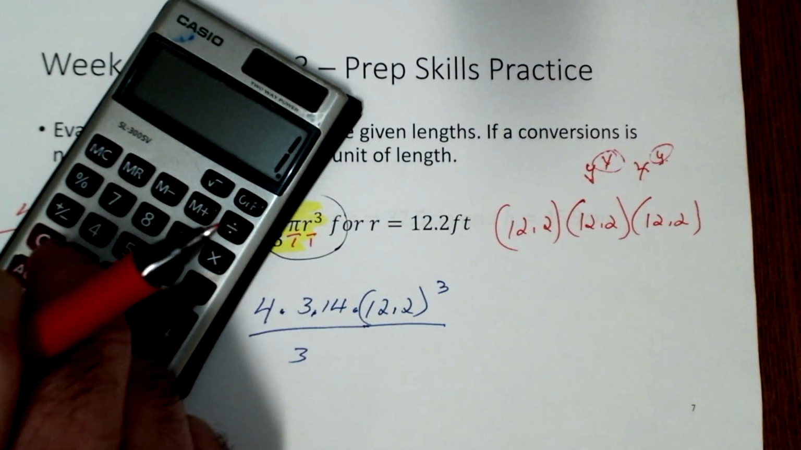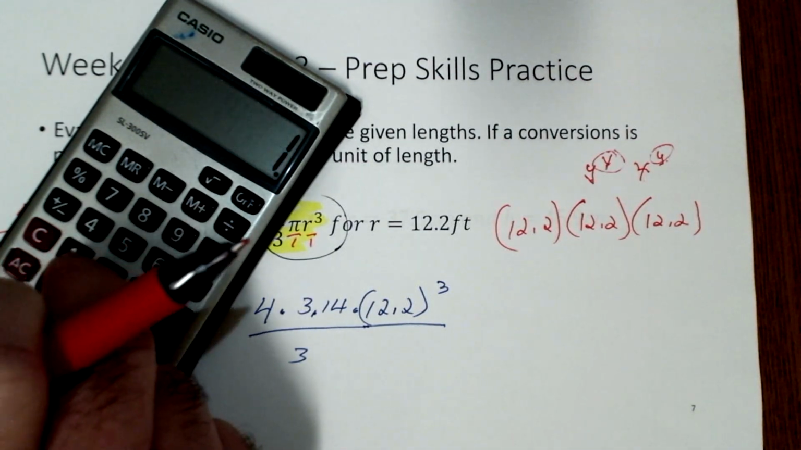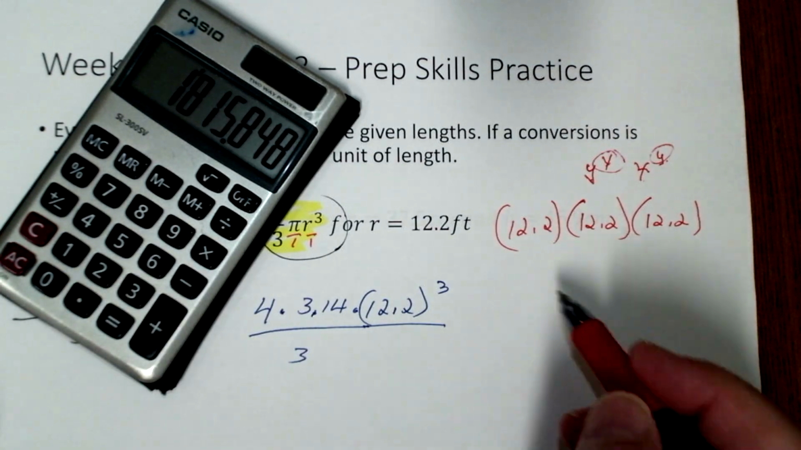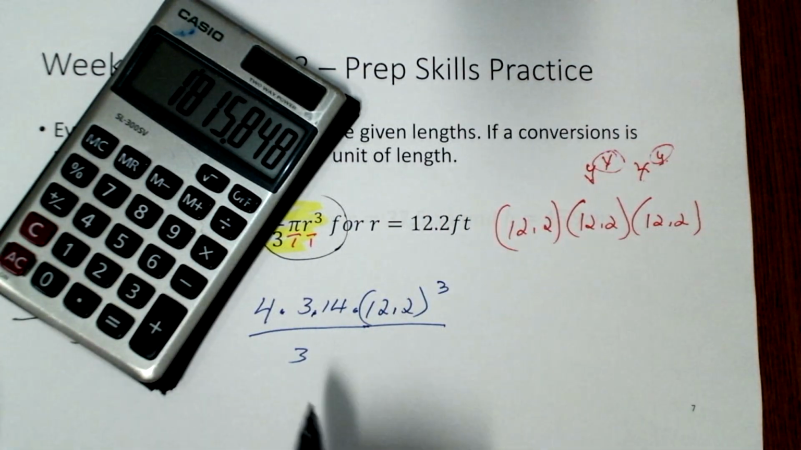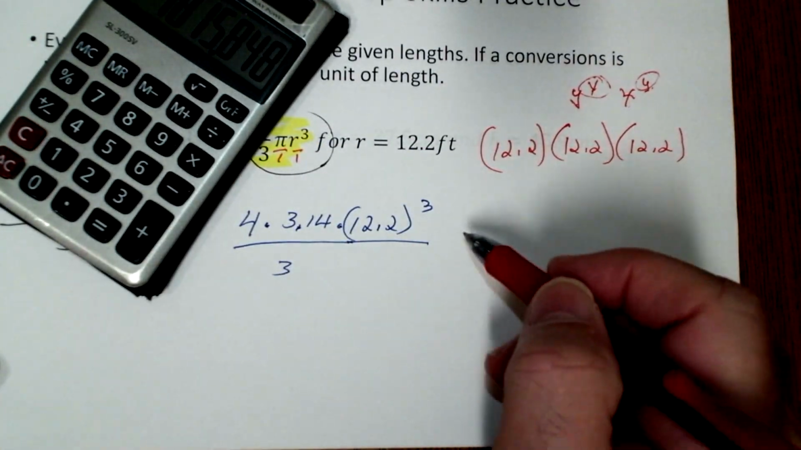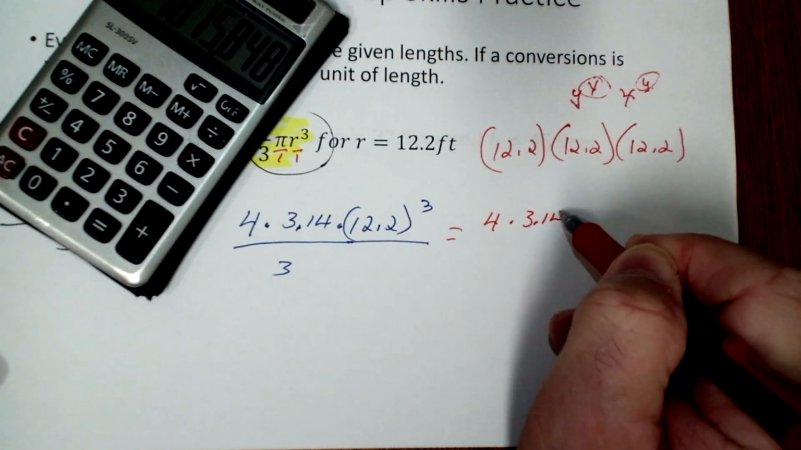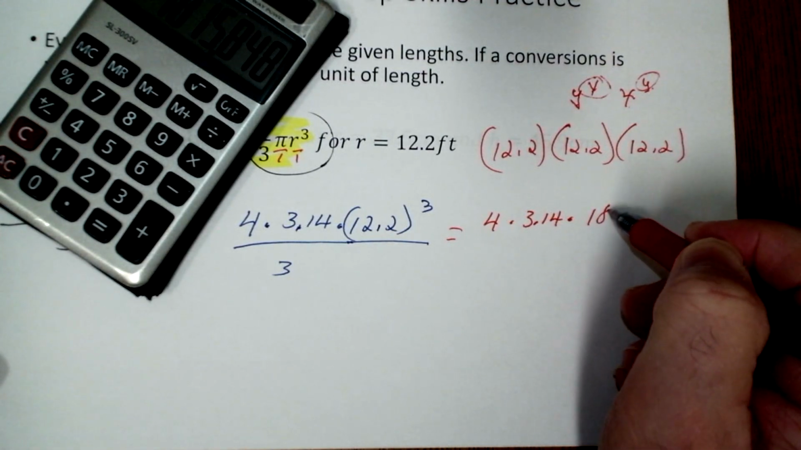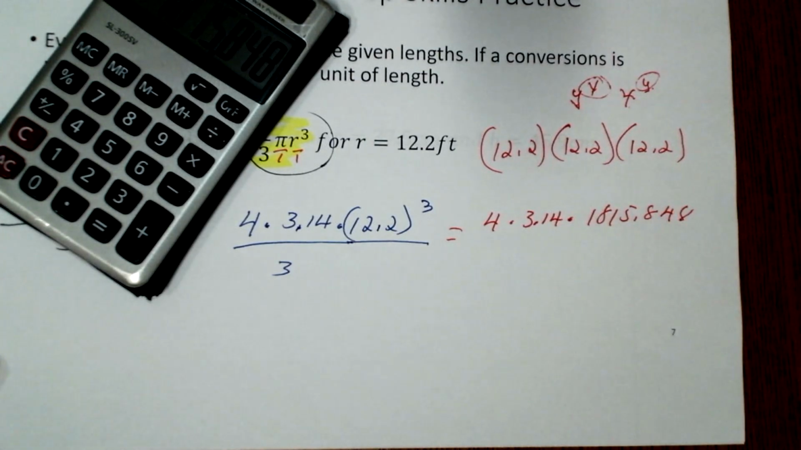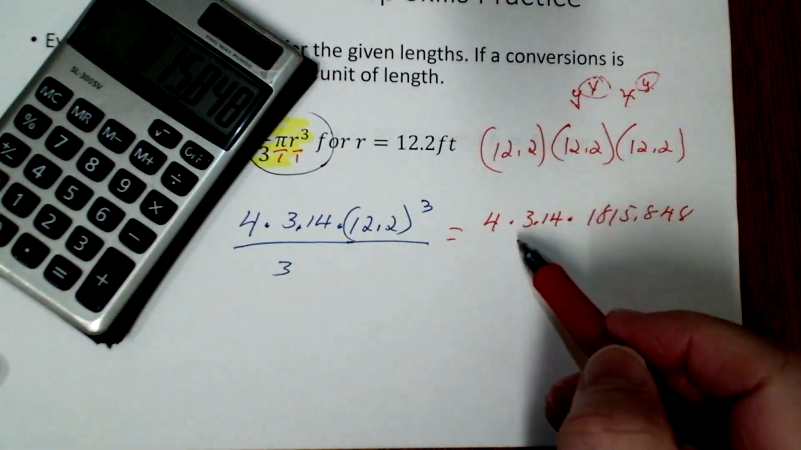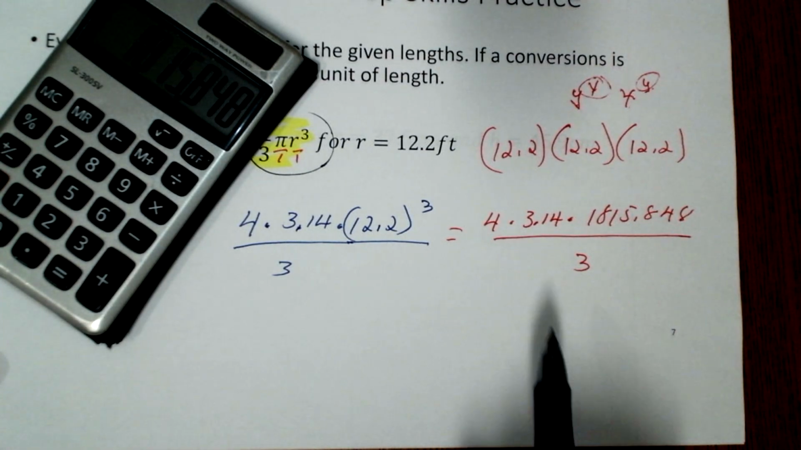So anyway, 12.2 times 12.2 times 12.2. We do all this math right here, we get this number here, so I'm going to rewrite the problem using that value. So this is 4 times 3.14 times 1815.848. Okay, now remember, I told you in the previous problem, multiplication is commutative.